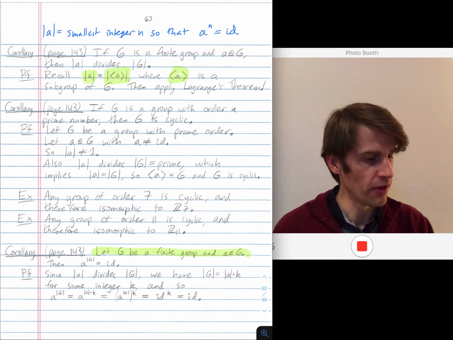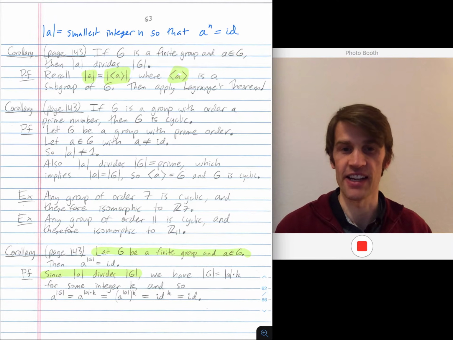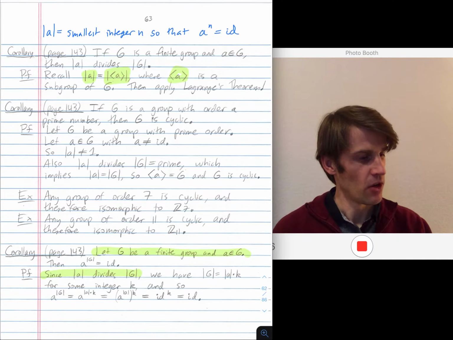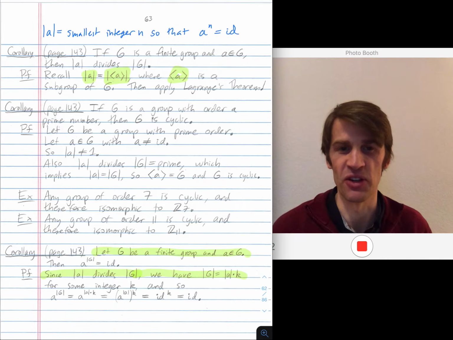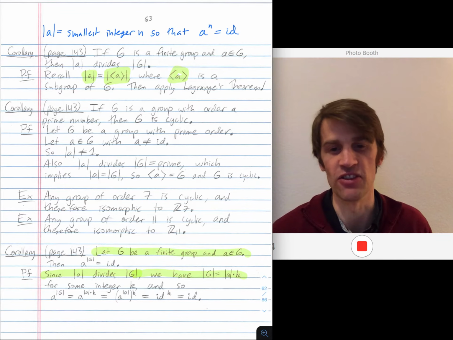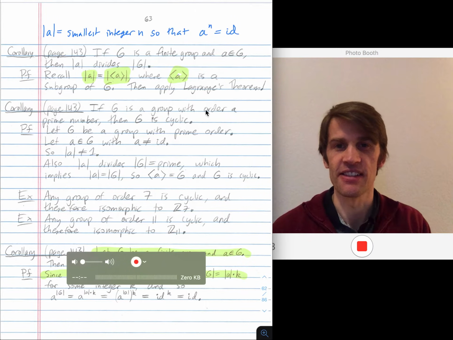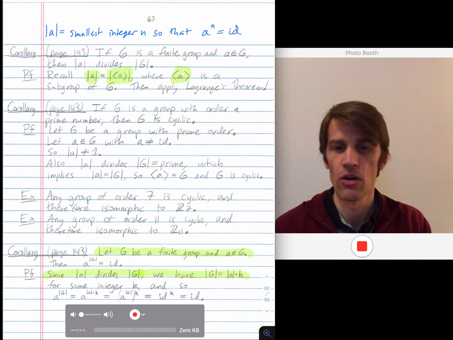What's the proof? So since the order of A divides the size of the group by the corollary at the very top, we can write the size of the group as the order of A times something. That's what it means for the order of A to divide the size of the group G. We can write the size of the group G as the order of A times some number. Here we've written that number as K.